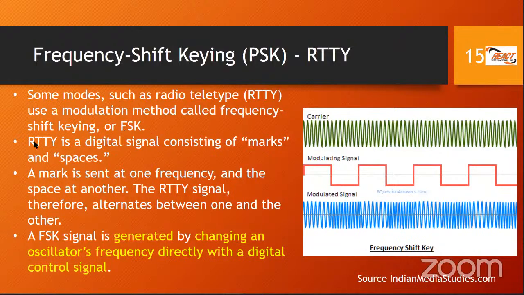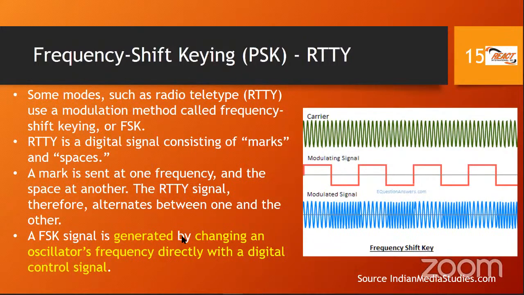And we know that RTTY is a digital signal mode, and it consists of two signal levels, a mark or a space. A mark is sent at one frequency, and a space is sent at another frequency. So the RTTY signal therefore alternates between one and the other. It alternates between a mark and a space. That's RTTY. As we learned in the technician class, it's radio teletype.